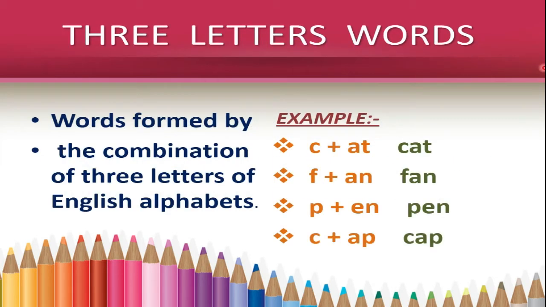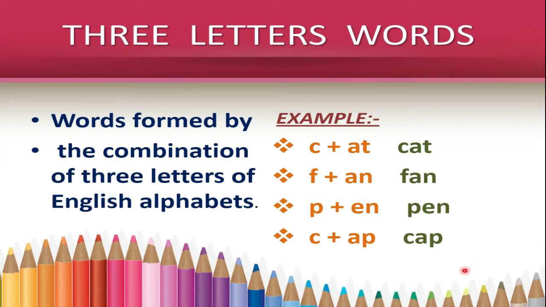When two-letter words A-T, A-N, E-N, A-P are combined or joined with another letter, they form three-letter words. Let's have a look at an example.